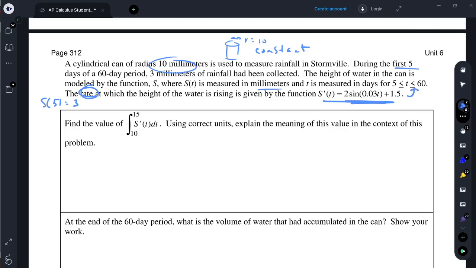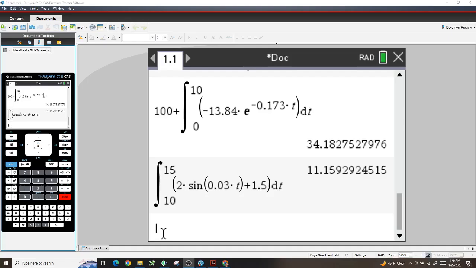So first they say find the value of the integral from 10 to 15 of s prime of t dt, and then explain what that means. So let's do that first. Integral from 10 to 15 of s prime of t dt. You don't have to write it all out. You can do that on your calculator. And actually this is an equals, not an approximately. So we're going to just type that into our calculator. All right, so we write that out and we get 11.159.